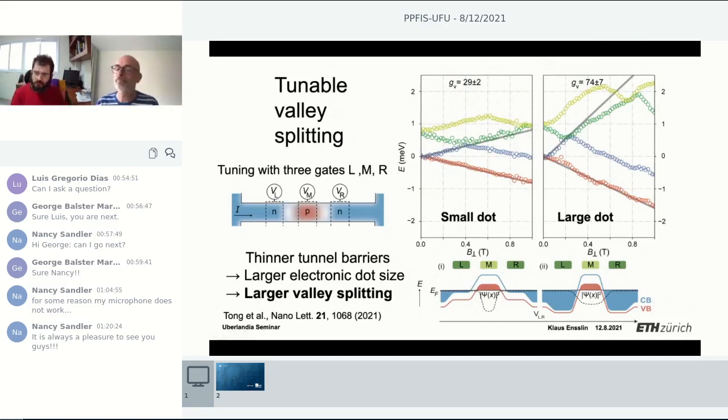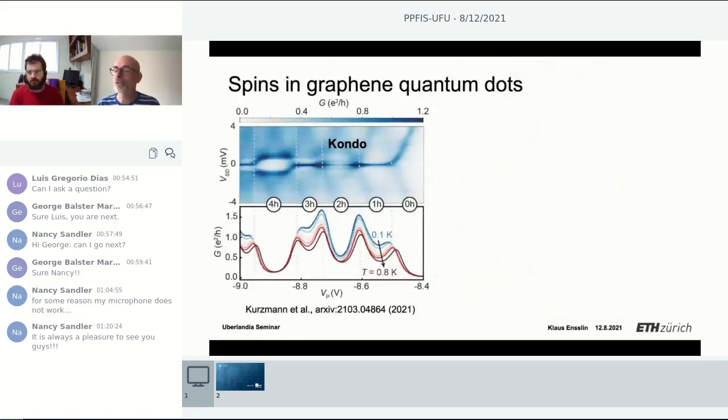Now, I know that you guys also work on Kondo in gallium arsenide, and Kondo in graphene. We have looked for Kondo for years, couldn't find it. Finally, we could find it. You need to have a very special regime of tunnel coupling. This is a special treat for Ensslin, because he worked on Kondo in gallium arsenide.